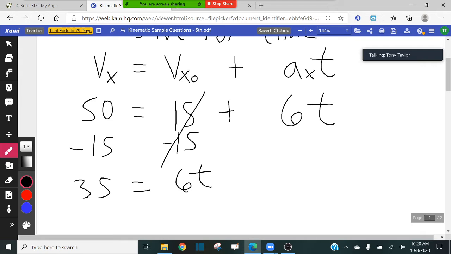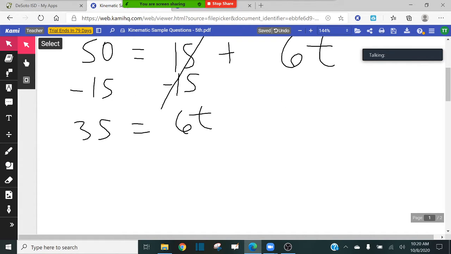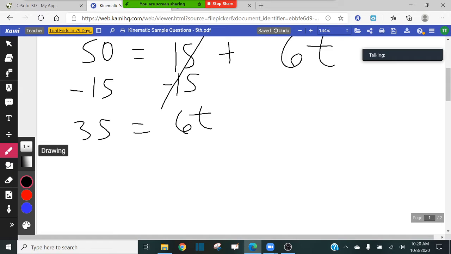Now, how do I get t by itself, guys? How do I solve this equation for time? 35 is equal to 6t. What's the opposite of multiplication? You divide by 6. That goes away. Whatever you do to one side, I have to do to the other.